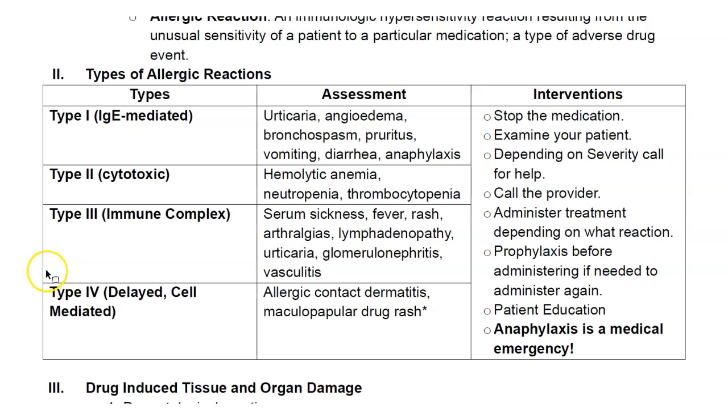Type 3, on the other hand, is an immune complex type of allergic reaction. Typically it can cause serum sickness, fever, rash, arthralgias or joint pain, lymphadenopathy, or basically lymph enlargement and tenderness, urticaria, that would be rashes and itching, glomerulonephritis, basically inflammation within the kidneys, and vasculitis, which is inflammation of the vessels. Last but not the least, you have type 4 or delayed or cell-mediated allergic reaction.